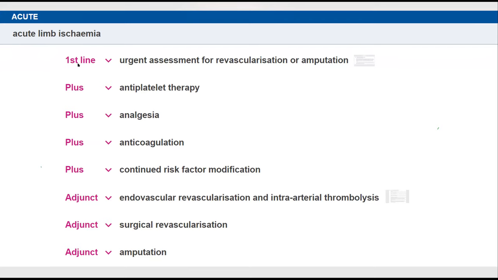The first line in treatment of acute limb ischemia is urgent assessment for revascularization or amputation. And you might give antiplatelet therapy, aspirin versus clopidogrel, analgesia, anticoagulation, unfractionated heparin of choice, and risk factor modification, giving statins, bisoprolol, adjusting the blood pressure, adjusting diabetes, everything in risk factor modification, and endovascular revascularization and intra-arterial thrombolysis. How to choose this and this? This is what is important for me. So I clarified this in two pages. So let's talk about urgent assessment for revascularization or amputation.